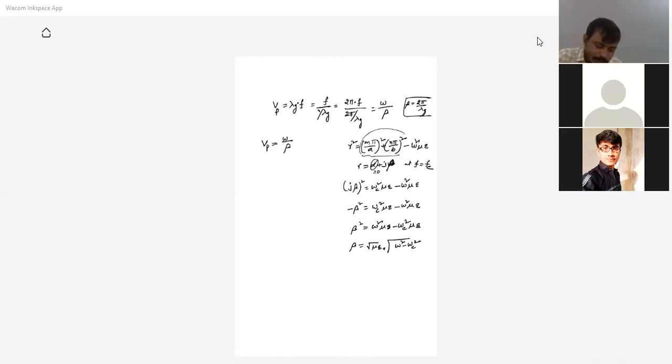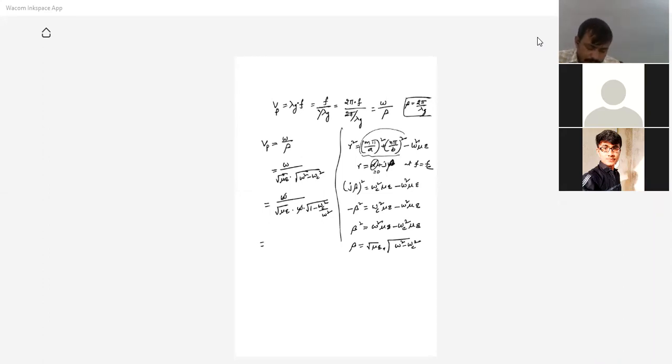Now substitute this beta value in this equation. Vp is omega by beta, so beta is root mu epsilon into root of omega square minus omega c square. This is equal to omega by root mu epsilon; take omega out, so omega into root of 1 minus omega c square by omega square. So omega gets cancelled.